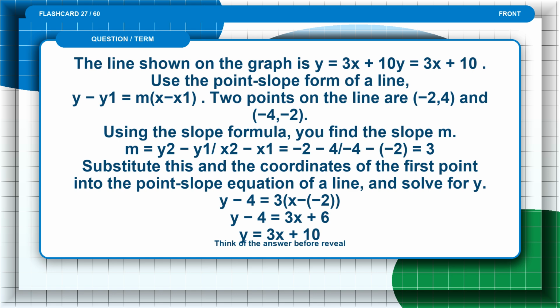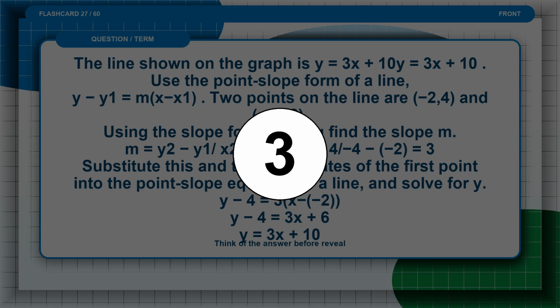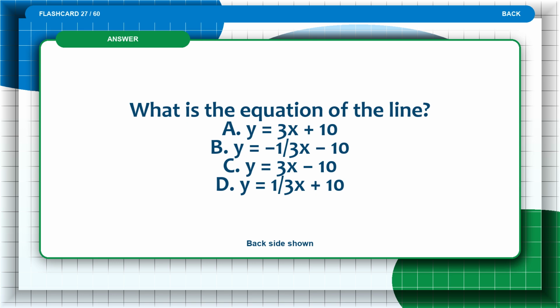Substitute this and the coordinates of the first point into the point-slope equation of a line, and solve for y. y minus 4 equals 3(x plus 2), y minus 4 equals 3x plus 6, y equals 3x plus 10. Think of the answer before the reveal. The answer is, what is the equation of the line? A: y equals 3x plus 10, B: y equals minus 1/3 x minus 10, C: y equals 3x minus 10, D: y equals 1/3 x plus 10.